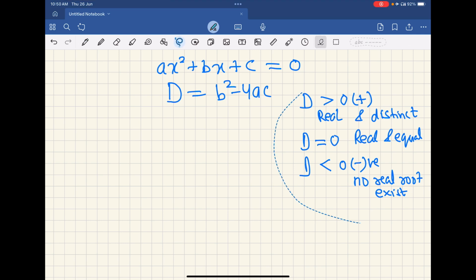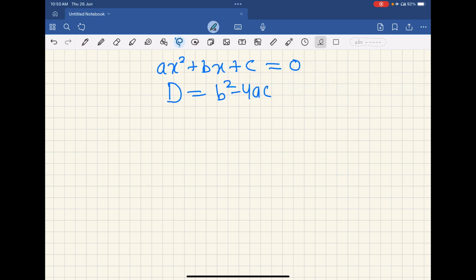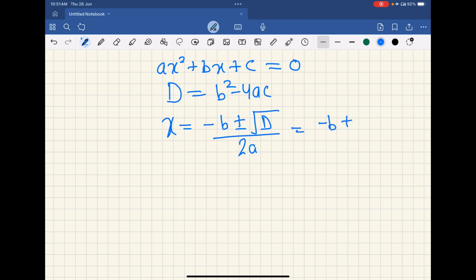Now, if we have D which is greater than 0 or equal to 0, then how do we find the roots of the equation by the quadratic formula? The formula is x equals minus b plus minus square root of D over 2a. Okay. और हम इसको ऐसे भी लिख सकते हैं: minus b plus minus root of b square minus 4ac by 2a. Okay. So ये हमारा formula है जो हमें याद रखना है.